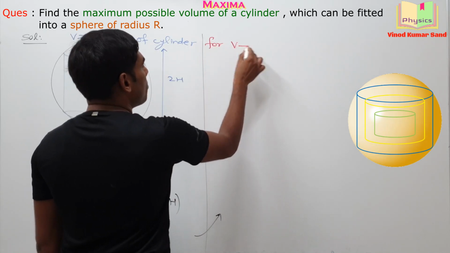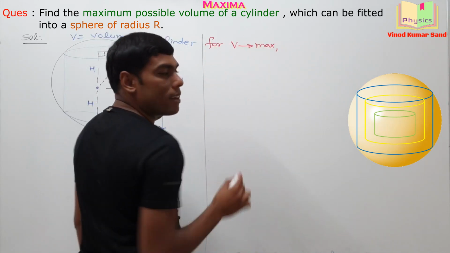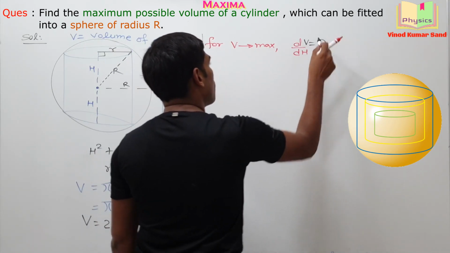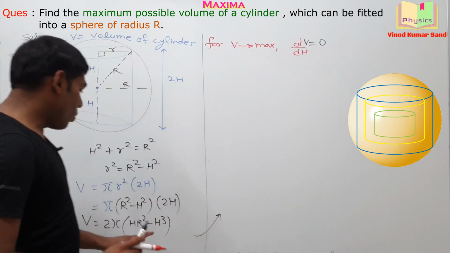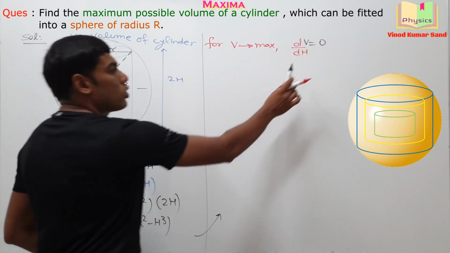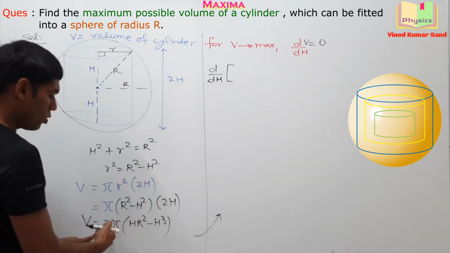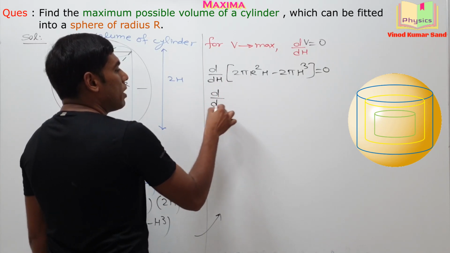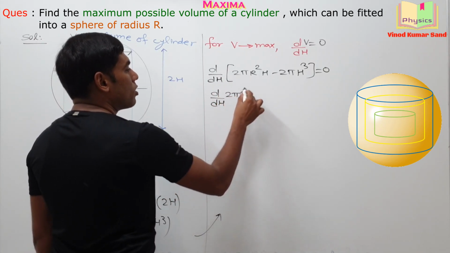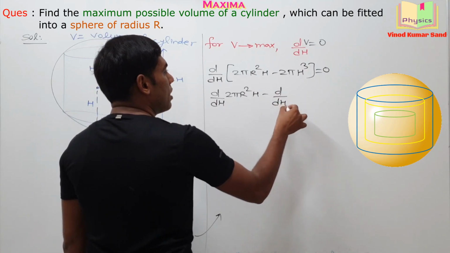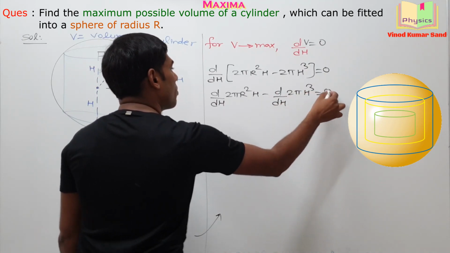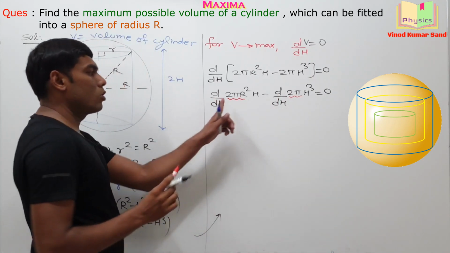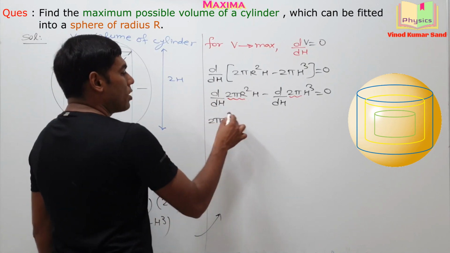For maximum volume of the cylinder, we know that the first derivative of the volume must be equal to 0. Here h is the only variable, so we are differentiating with respect to h. I'll use the addition subtraction rule. So d by dh of 2 pi R square h minus d by dh of 2 pi h cube is equal to 0. Here we'll take the constants outside, 2 pi R square, everything is constant.